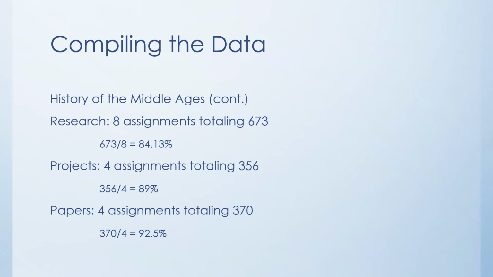Then for projects, he did 4 assignments, and those totaled about 356 points. Divided that by 4 to get 89%. And then the papers that I assigned him, those totaled 370 points. Divided that by 4 for the 4 assignments to get 92.5%.